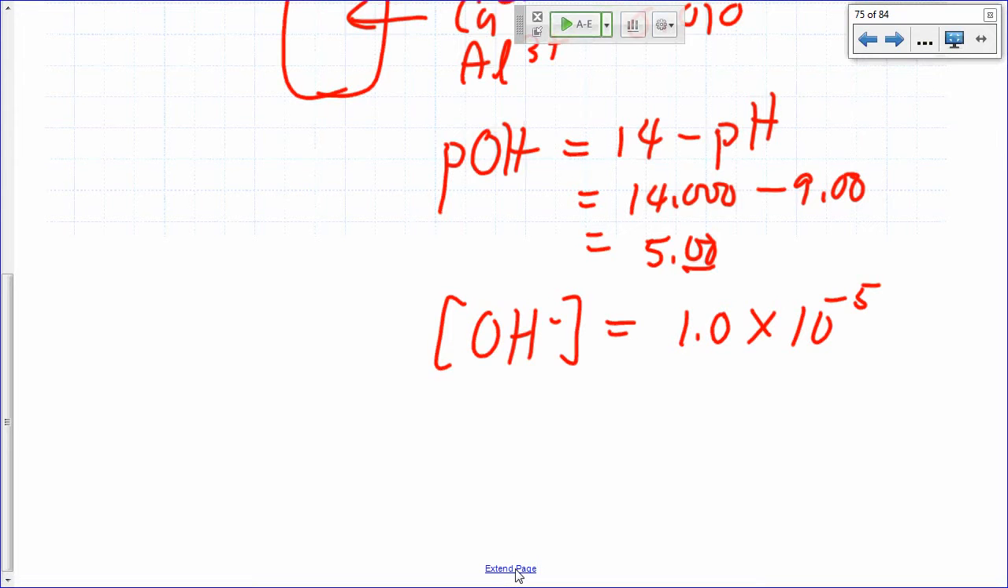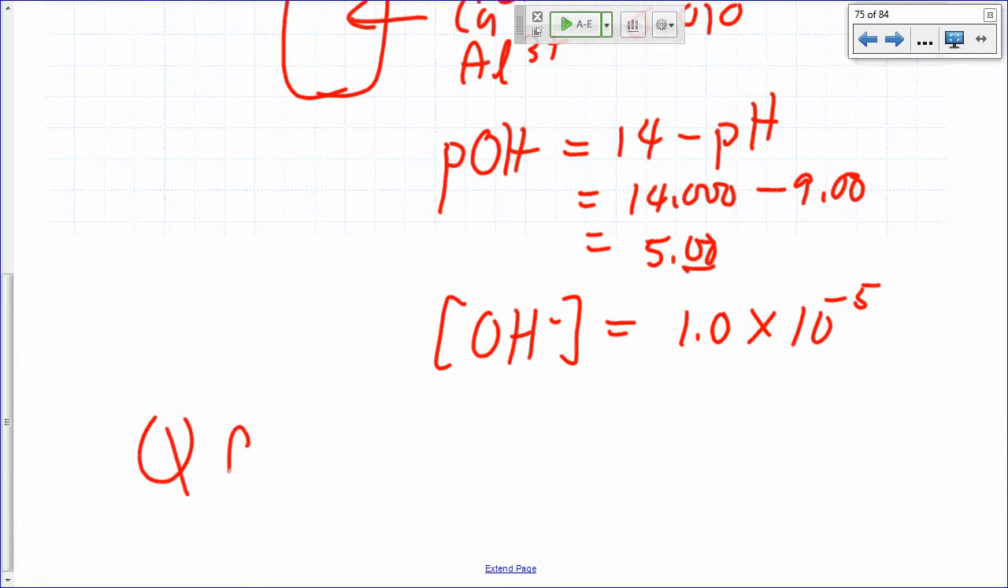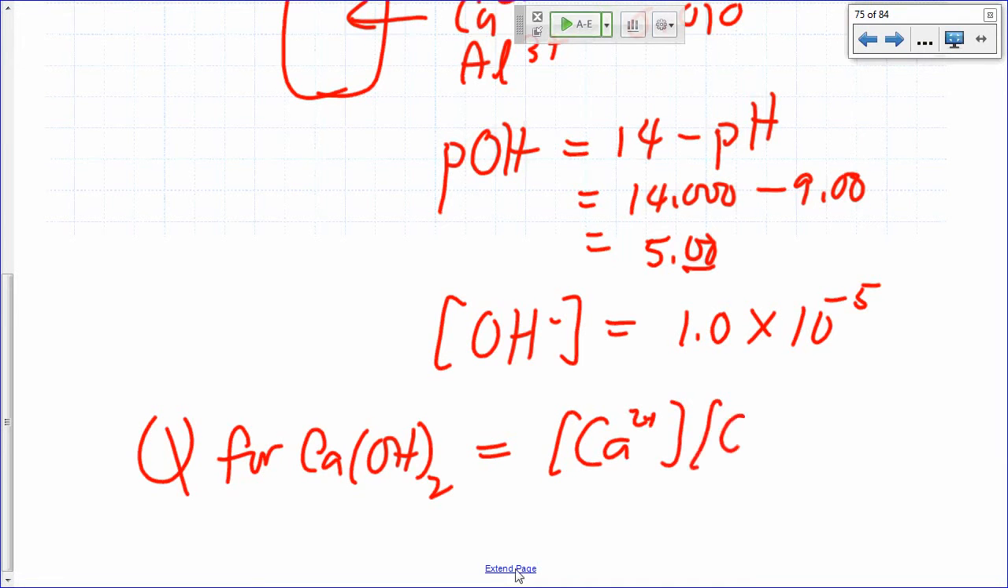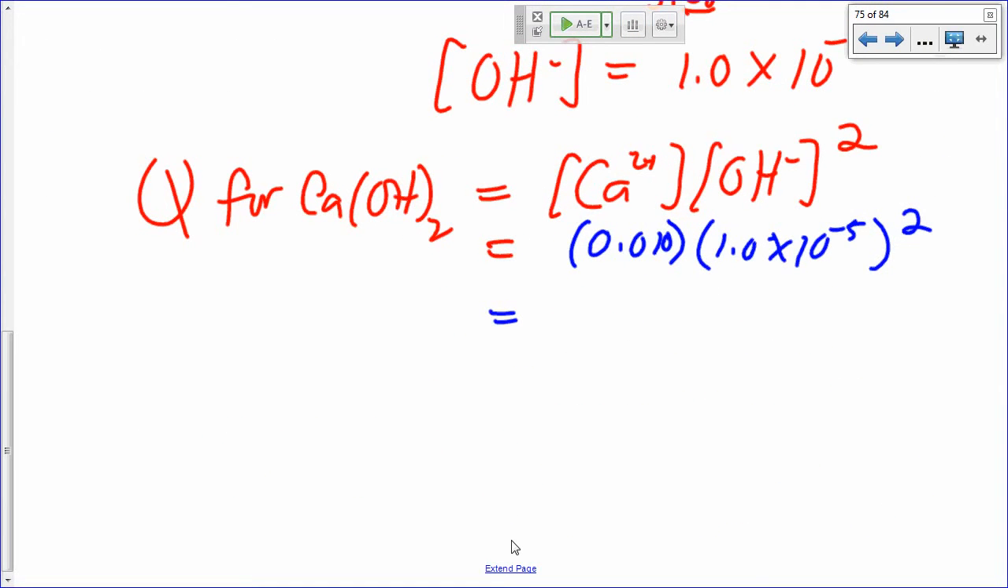Okay, let's review. How do we know if we're going to get a precipitate or not? We calculate the ion product and compare it to Ksp, right? So what's Q for calcium hydroxide? It's going to be calcium ions times hydroxide squared, right? So what's our calcium ion here? We're going to say it's 0.01, and our hydroxide is 1.0 times 10 to the negative 5th. Square that. So that gives you how much? This is 10 to the negative 10, and that's 10 to the negative 2, so that's 1.0 times 10 to the negative 12.